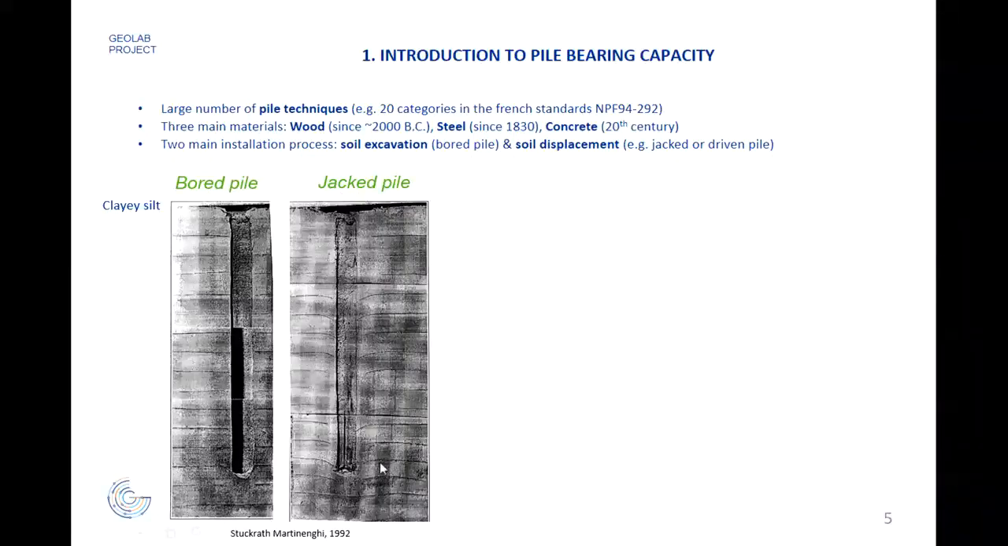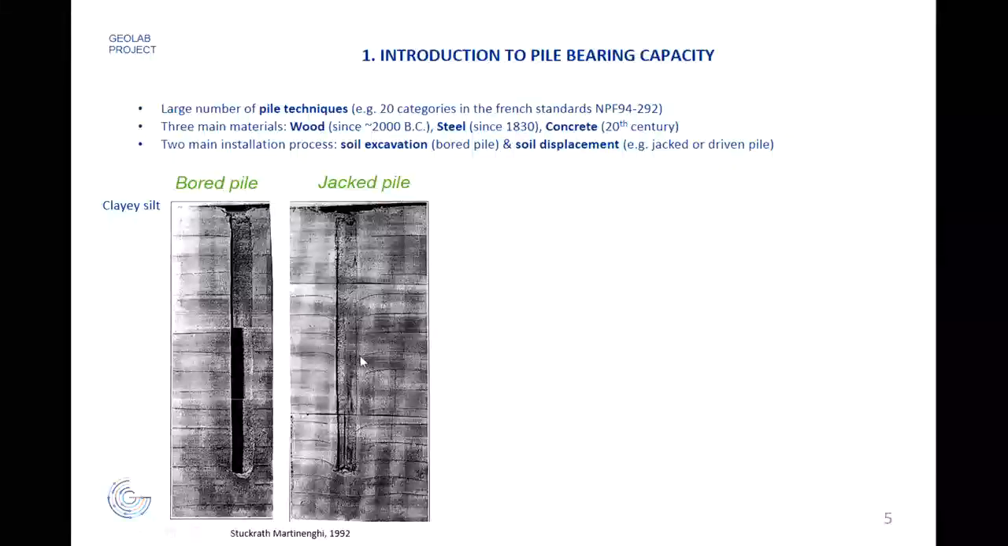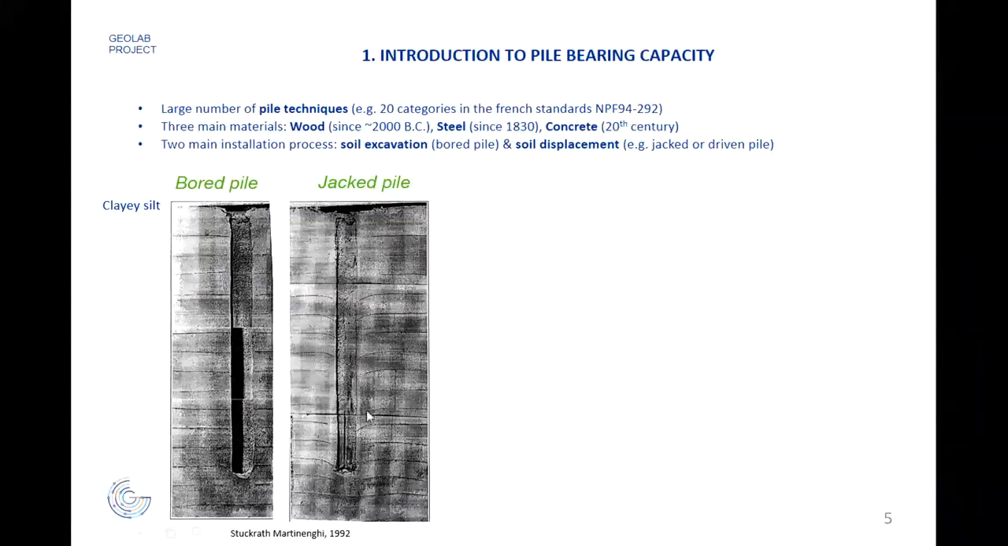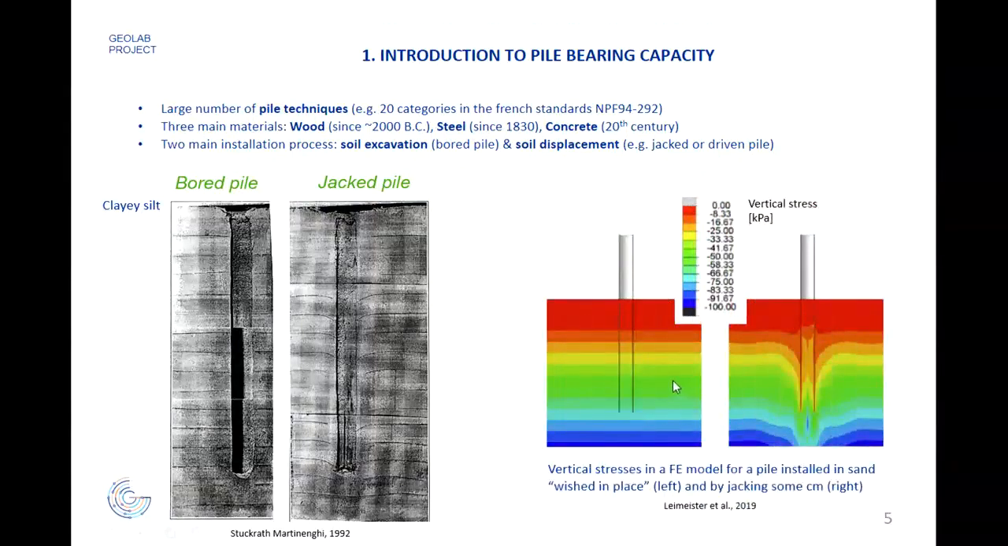For a jacked pile, it's very different, because the soil has not been removed and the pile has been installed with force. So there is high deformation here in the contact of the pile. Those pictures have been taken after installation and after removing half the pile and half of the soil in order to see the cut. It is also possible to simulate numerically those differences in the installation, as has been done here in this example.